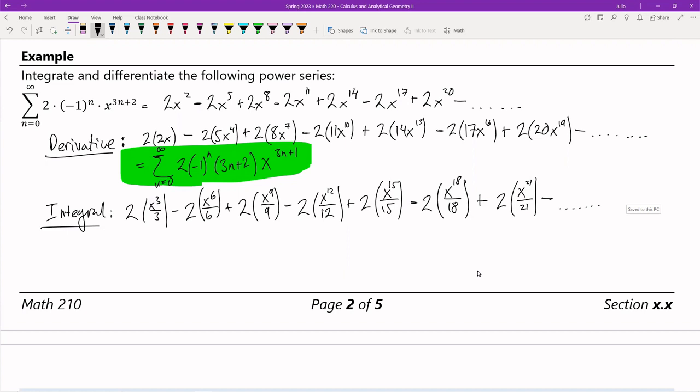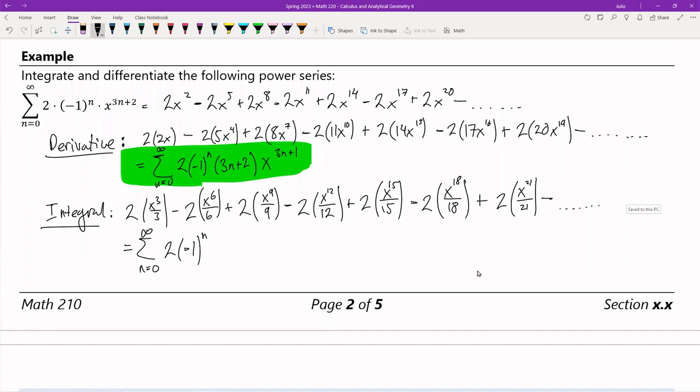Okay. Now, let's put it into a summation form. You guys see, hopefully. n equals 0 to infinity of 2 times negative 1 to the n. So there's still a 2 in front of everything. The signs are still swapping, so I still need a negative 1 to the n, right?